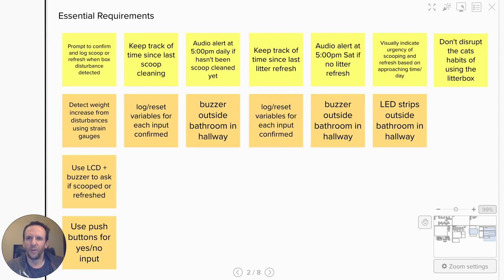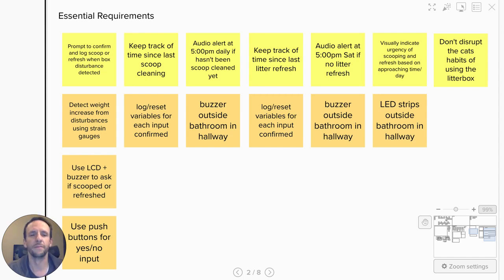So we'd also like some kind of visual progress indicator that is outside of the room where the litter box is kept, that says, hey, the time is approaching where you need to clean this. So it's not just no one thinking about it at all until suddenly a blaring alarm goes off or something like that. But just kind of a visual indicator saying that the time is quickly approaching.